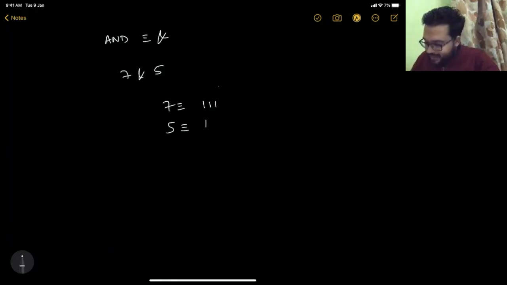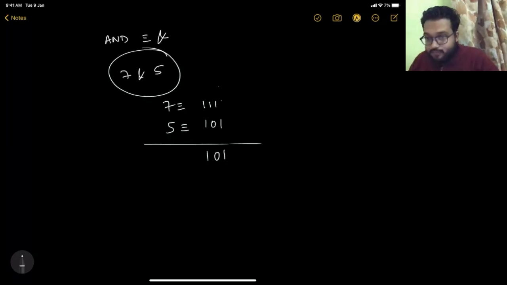Okay. 7 and 5. If I want to do bitwise AND, what will I do? I will essentially apply this operator bit by bit. So let's start with any of the bits. Let's start with the least significant bit, 1 and 1. So a 1 and a 1 will give you 1. 1 and 0 will give you 0. And 1 and 1 will give you 1. So the answer for 7 bitwise AND 5 is essentially going to be 5.